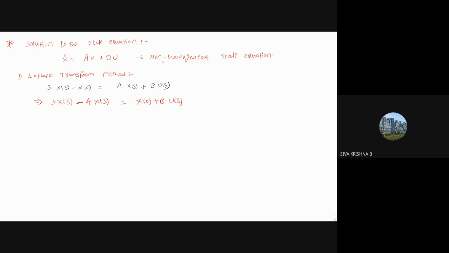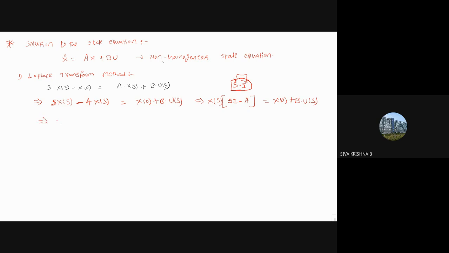Whenever you have a single s, it is not a single s, it is multiplication of s with the identity matrix. S into I, always you have to write like that. So I am taking X of s common. That means s is there, but not s alone, it is sI. The identity matrix must be there. So that is sI minus A equals to X of 0 plus B into U of s.